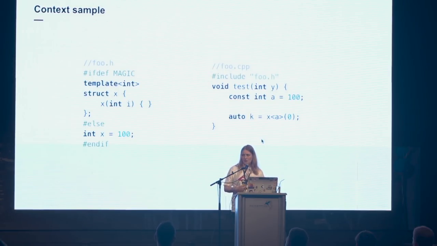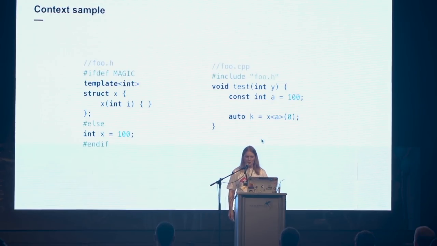And it depends on the magic, this nice value which I'm using in the preprocessor branches. So I'm defining either a templated structure, or I define just an integer x equal to 100. So that line in the function test is actually either a declaration or an expression. And there is a very important difference between using a template or just writing an expression. I want to understand, when I read my code, what I'm actually doing.